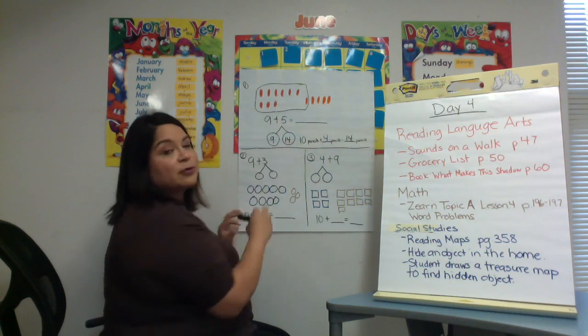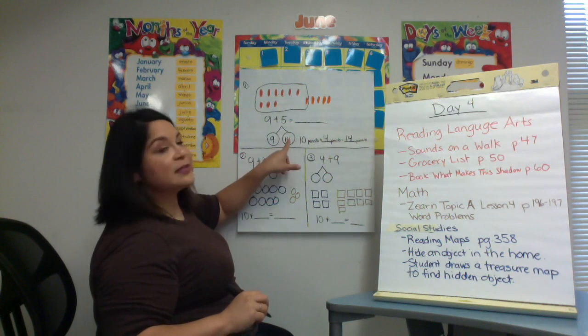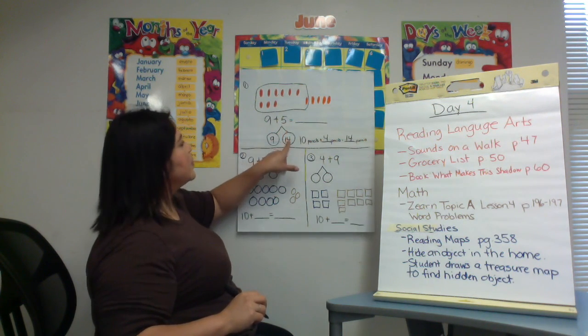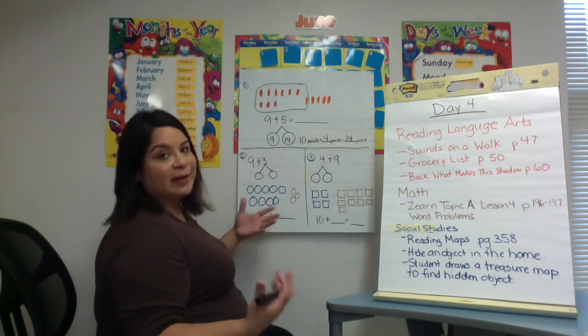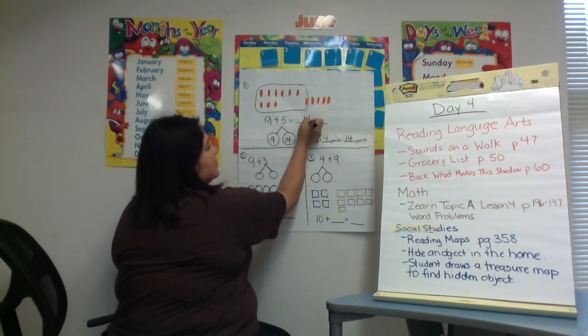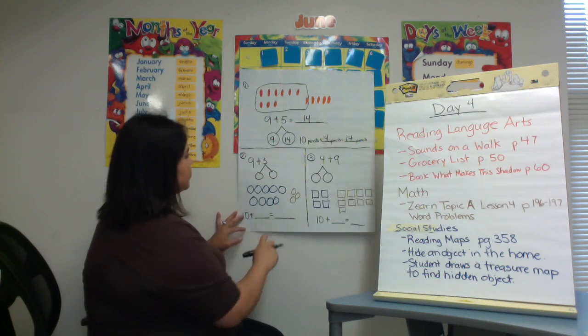So now this goes back to lesson 1. 9 plus 5 is 14. 14 take away 9 is 5. 14 take away 5 is 9. So it becomes part of the fact family. So now I know that my answer is 14. Okay, so we're going to go ahead and continue here.